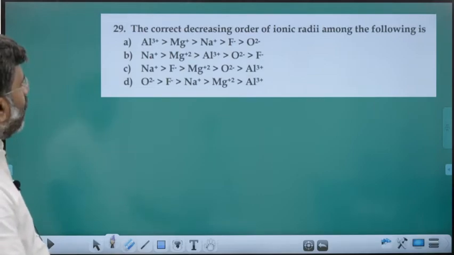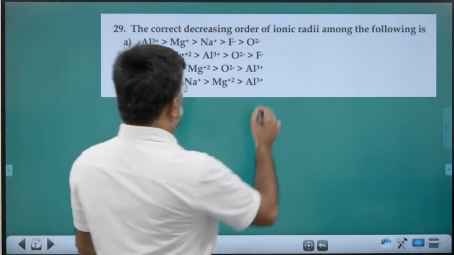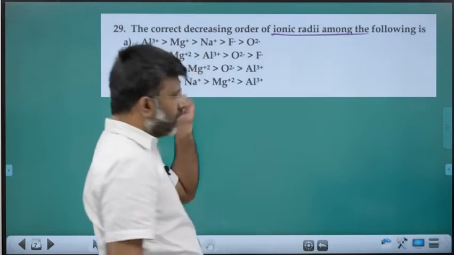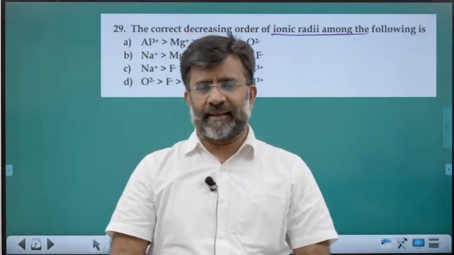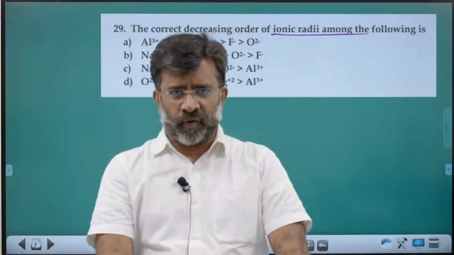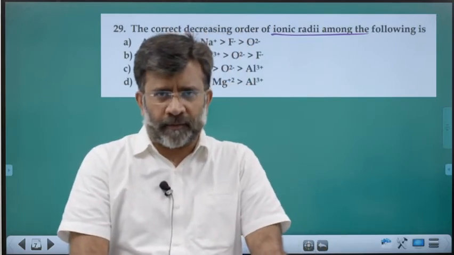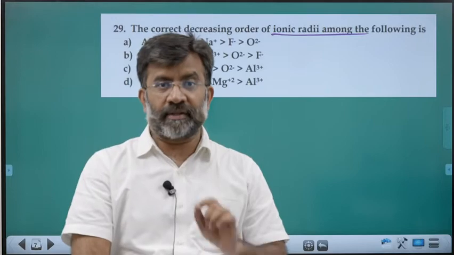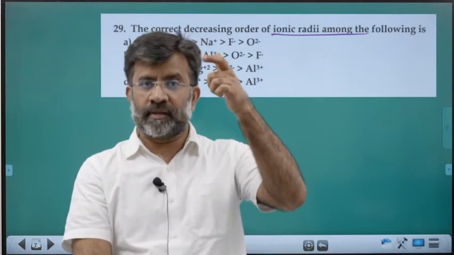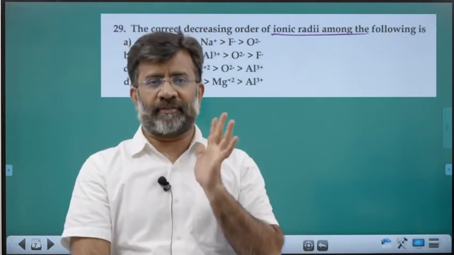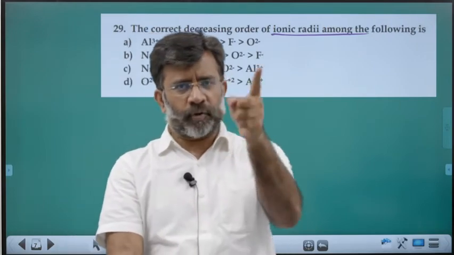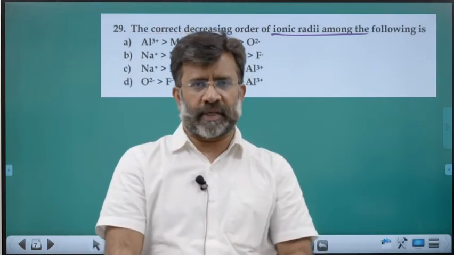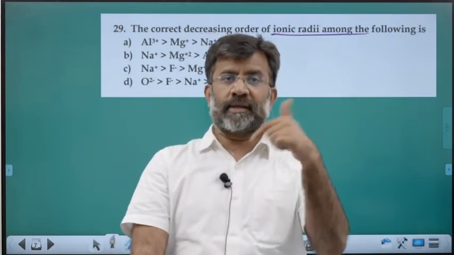Correct order of ionic radii. Once again, looking at the choices, you can understand they are isoelectronic species. For isoelectronic species, what is the order? The one with the high positive charge will have a high effective nuclear charge and their size will be lower. So higher the positive charge, lower the size. Higher the negative charge, higher the size.